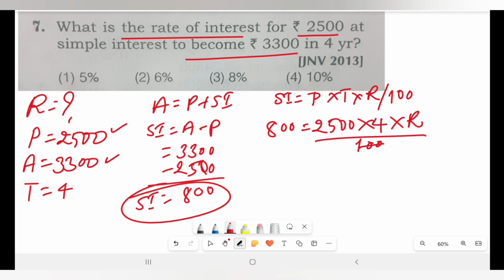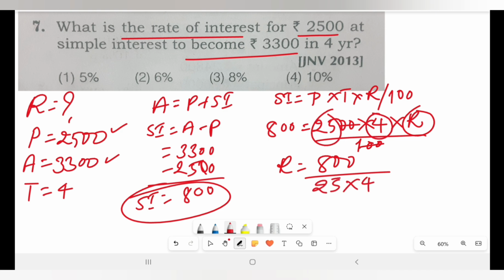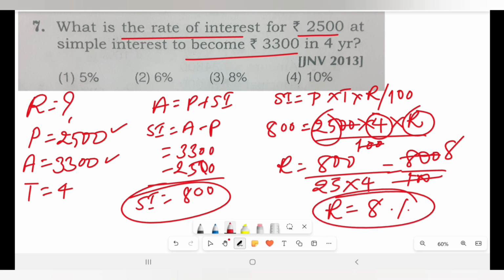So here these two gone, and keep R on one side and transfer other things to the other side. So 800 divided by the remaining 25 and 4. Okay, so if we transfer to the other side, it will become division. So here 800 divided by 25 into 4 is 100. All right, so 100 8s are 800. So R is equal to 8%. All right, so option 3 is the right answer.